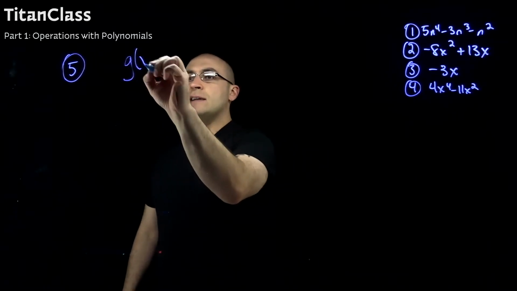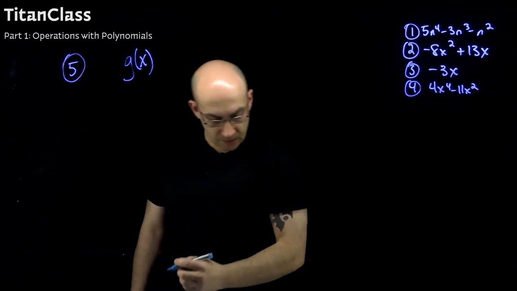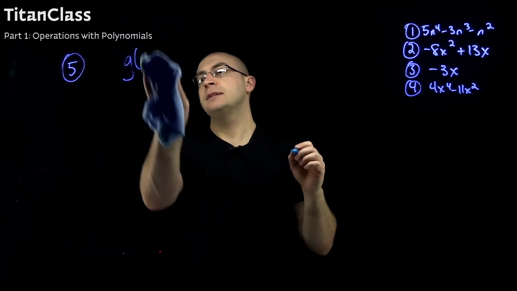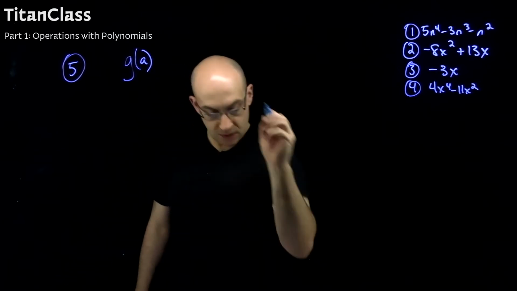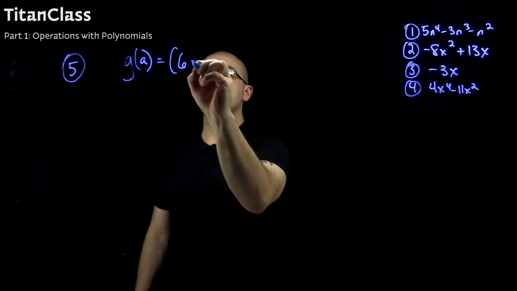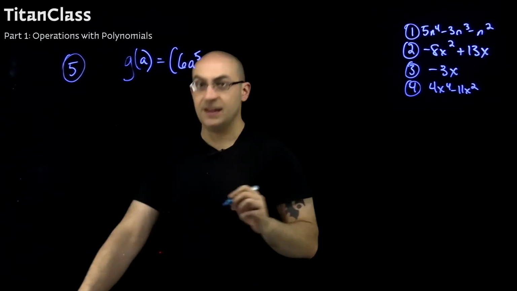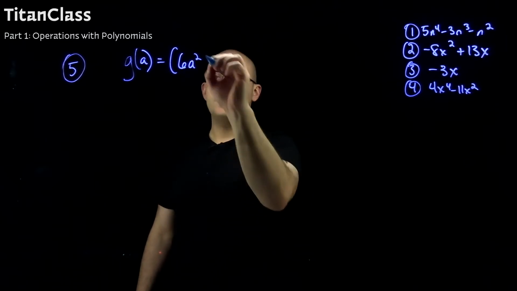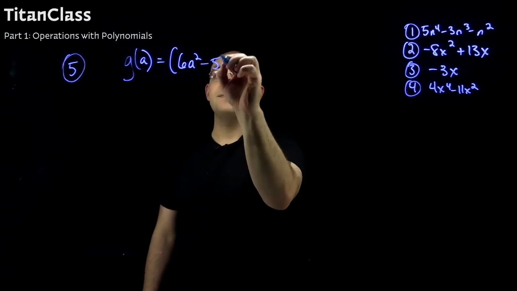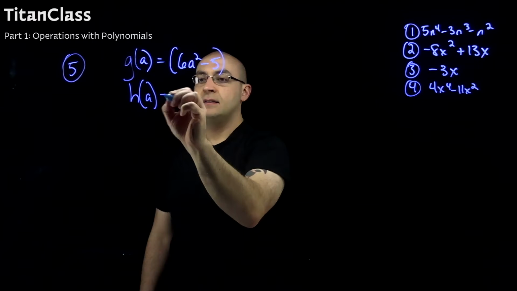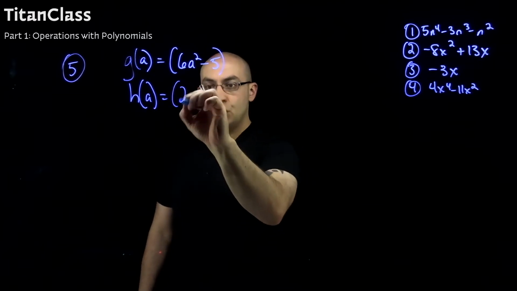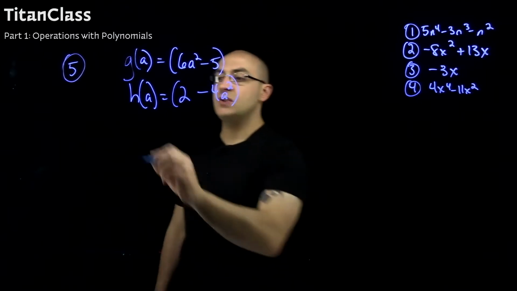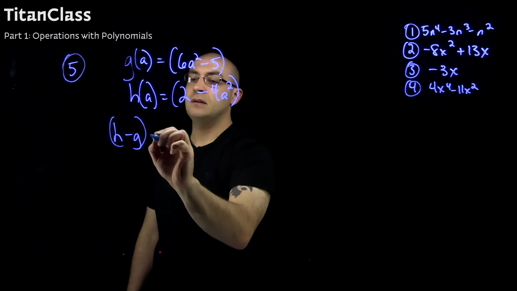Okay, g of x is, oh, actually g of a. That's weird. It doesn't matter. It's just a different variable. g of a equals 6a to the, that is a second power. It's hard to see. Sorry. g of a equals 6a to the second power minus 5, and h of a is 2 minus 4a squared. Okay, and it tells us to do h minus g of a.